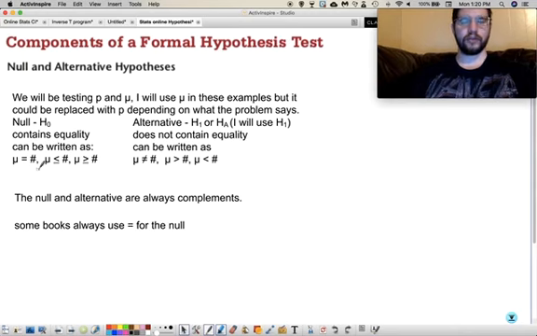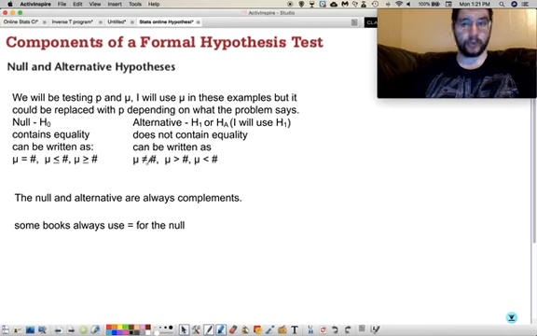Either mu equals a number, or mu is less than or equal to a number, or mu is greater than or equal to a number. Notice it has the equal to part in it. That's your null. The null has equality. The alternative, some books use H1, some use HA. I'm going to use H1. It does not contain equality.